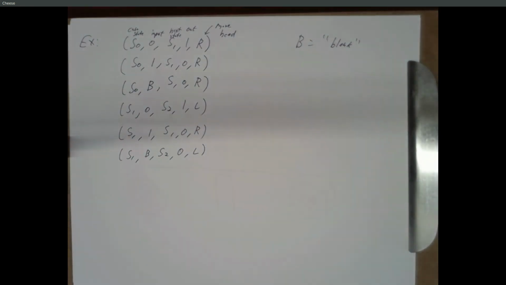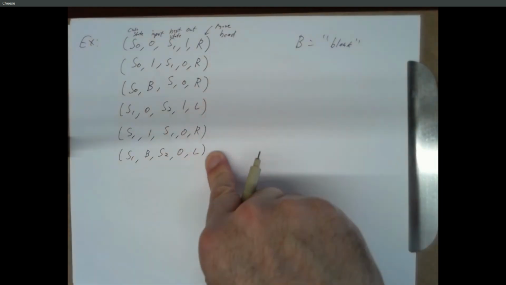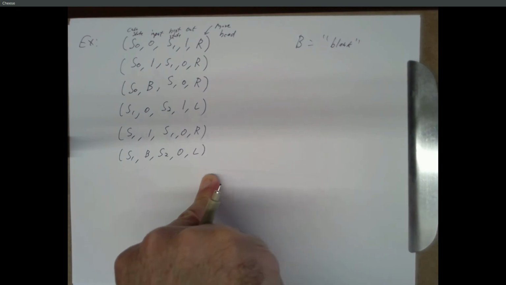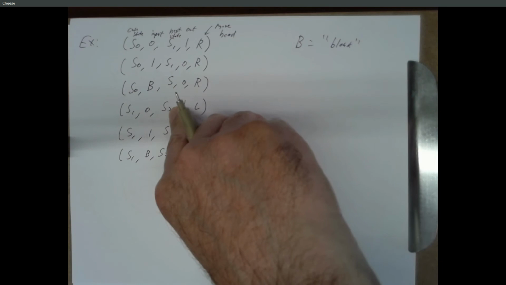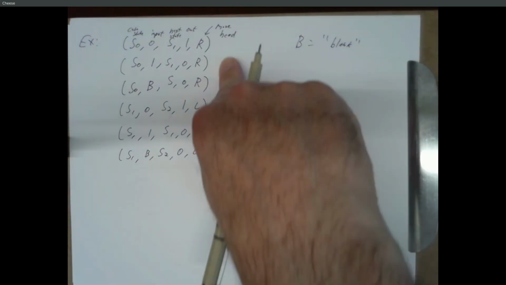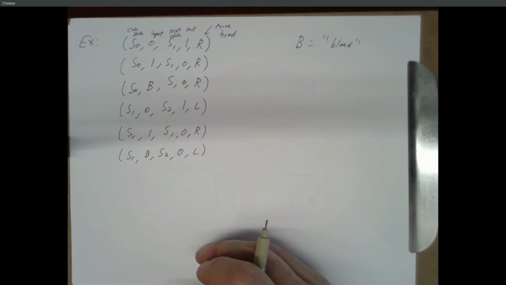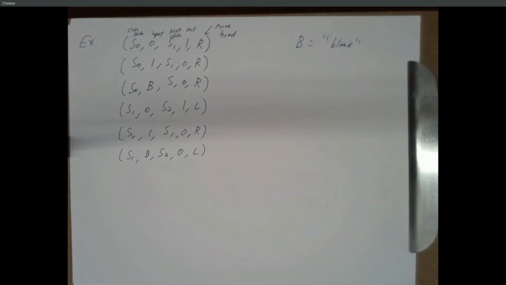I don't know what this does. We're going to find out. So another rule is if your state and input don't match any of these conditions, the machine halts. And if you try to transition to a state which doesn't exist, it's not going to match any of these conditions, so the machine's going to halt. That's how you halt.